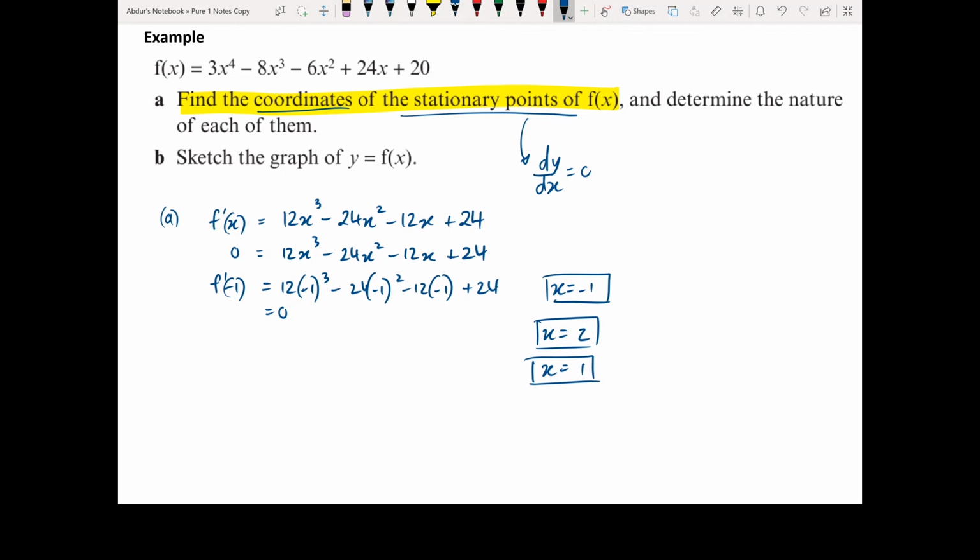The y value is the output of the function f of x, so we must substitute into the f of x function, not the f dashed. Since f dash gives us the gradient, f of x gives us the y value. So f of x is equal to 3x^4 - 8x^3 - 6x^2 + 24x + 20. Let's find out what f of minus 1 is, which is going to be 3(-1)^4 - 8(-1)^3 - 6(-1)^2 + 24(-1) + 20.